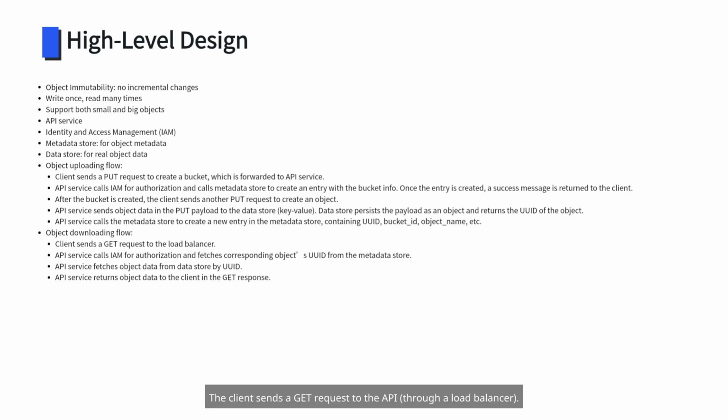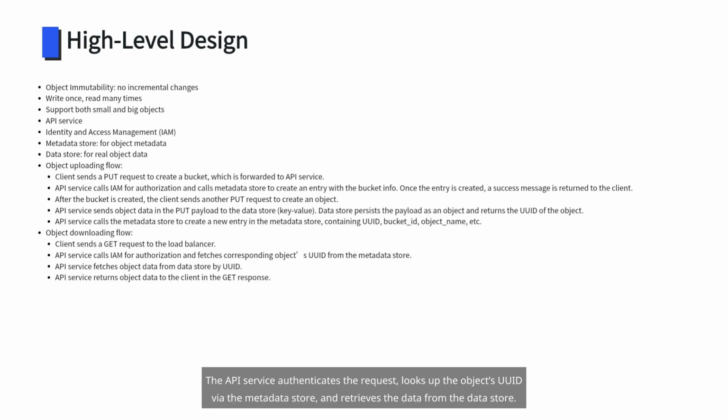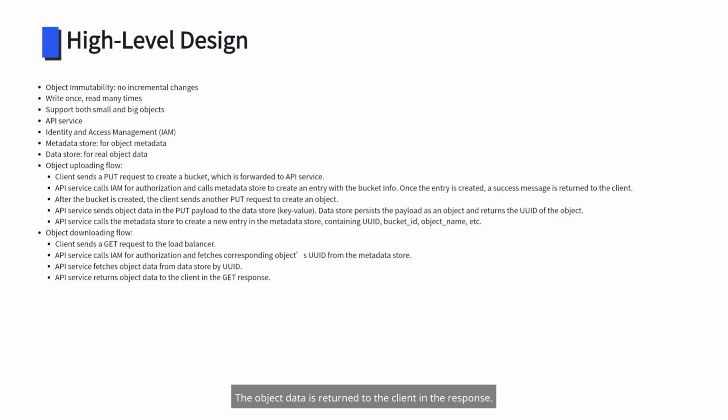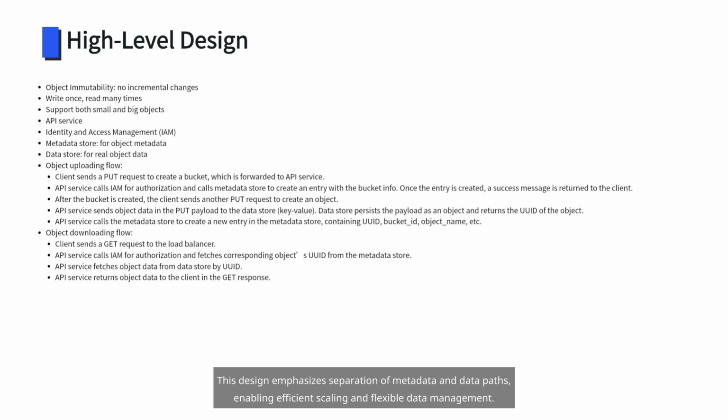Object download flow: the client sends a GET request to the API through a load balancer. The API service authenticates the request, looks up the object's UUID via the metadata store, and retrieves the data from the data store. The object data is returned to the client in the response. This design emphasizes separation of metadata and data paths, enabling efficient scaling and flexible data management. It also enables fine-grained access control, which is essential for multi-tenant cloud storage platforms.